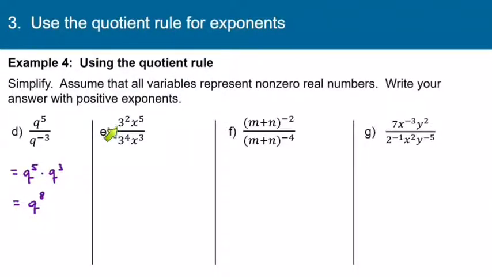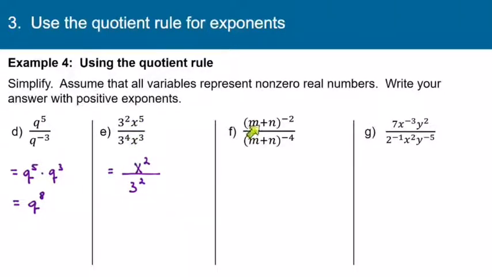Now on part E, we have 3 squared times x to the 5th over 3 to the 4th times x to the 3rd. So let's work first with the 3s. I have 2 3s in the top and 4 3s in the bottom. So definitely more 3s are in the denominator. To subtract the exponents, I'll say 4 minus 2. And I know the leftover 3s are going to be in the denominator. So I'll put 3 squared here in the bottom. And then when I look at the x's, there are more x's in the top than there are in the bottom. So 5 minus 3 is 2, and the leftover x's are in the top, so I'll put x squared in the top.